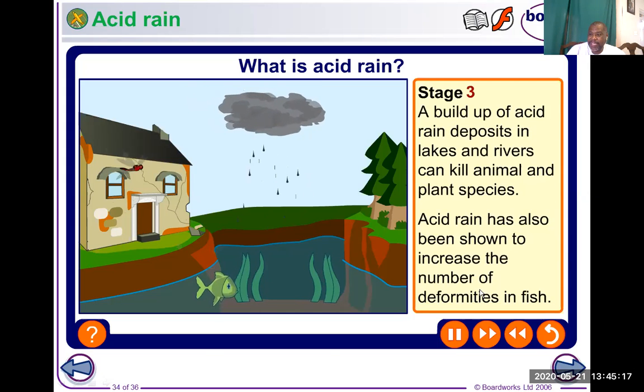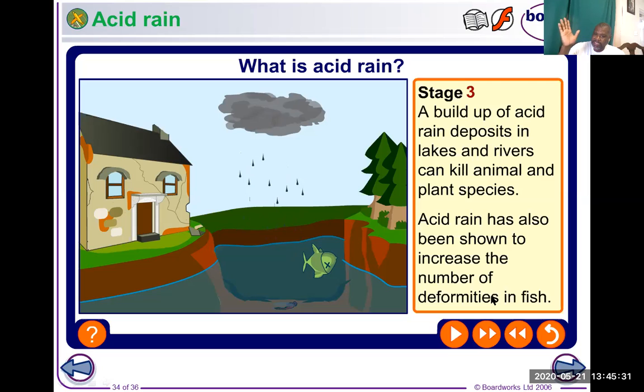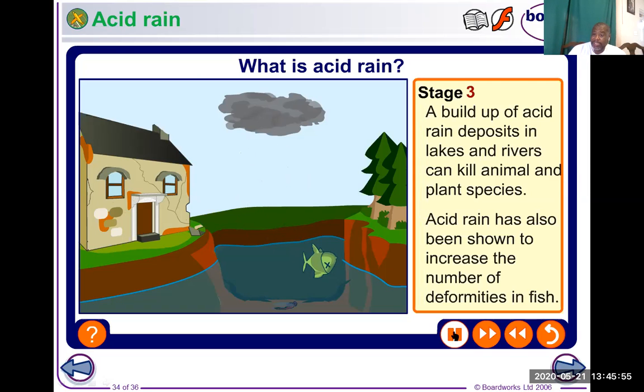A buildup of acid rain deposits in lakes and rivers can kill animals and plant species. Acid rain is also shown to increase the number of deformities in fish. So look at it now. Rainfall is acidic, it damages your buildings, damages your marble work. It gets into the lake until your water body's concentration increases, kills the fish, and deforms the fish. We're going to see some fish with some new characteristics. Real thing we're talking about.